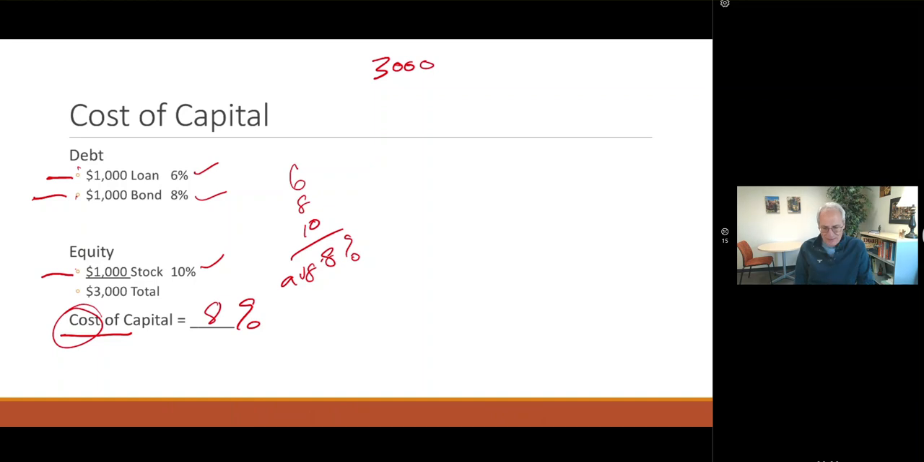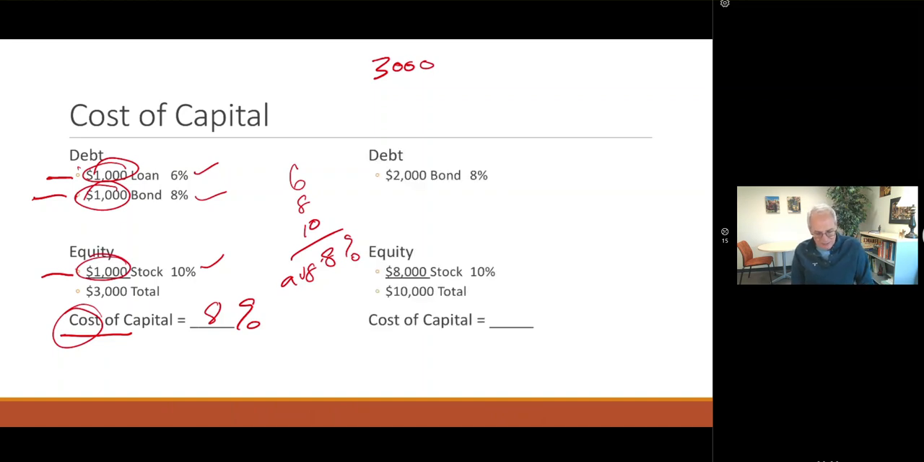Now, that's easy because these are all 1,000. So they're all equally weighted, so you can just take a pure average. What happens if you have, say, 2,000 here and 8,000 here? What would you do? How would you calculate this?